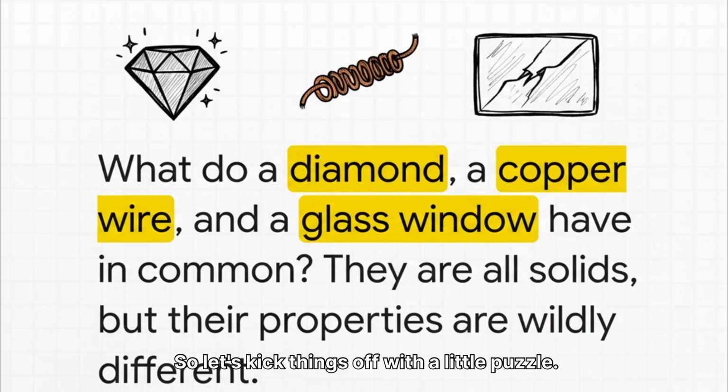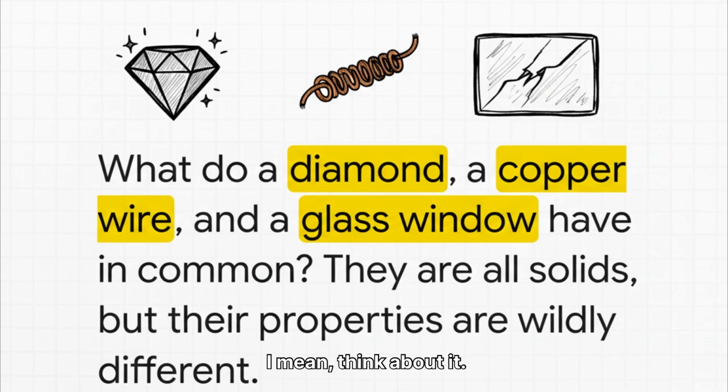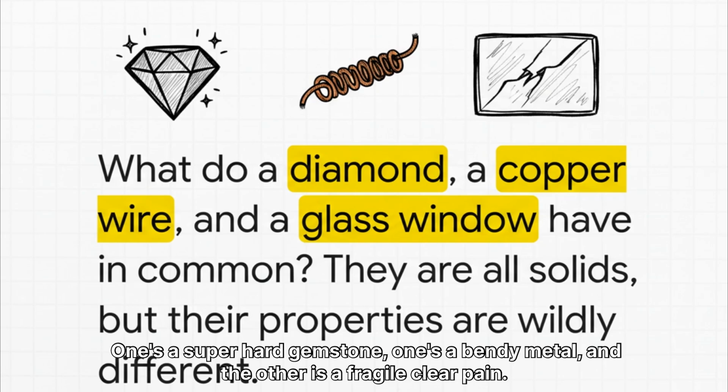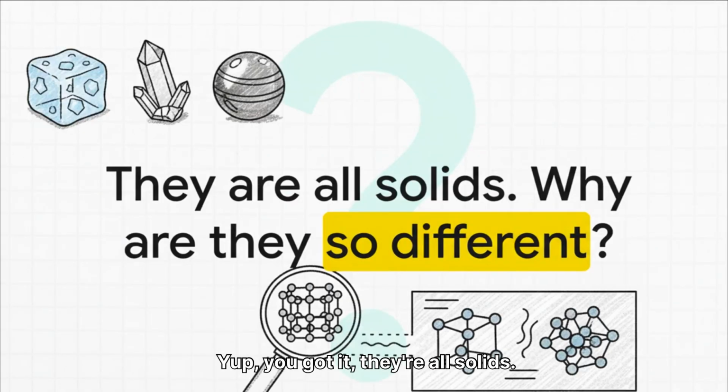So let's kick things off with a little puzzle. What on earth could a diamond, a copper wire, and a plain old glass window possibly have in common? I mean, think about it. One's a super hard gemstone, one's a bendy metal, and the other is a fragile, clear pane. They couldn't be more different. Or could they? They do share one really basic property. Yup, you got it, they're all solids.